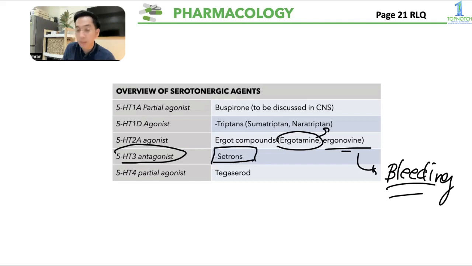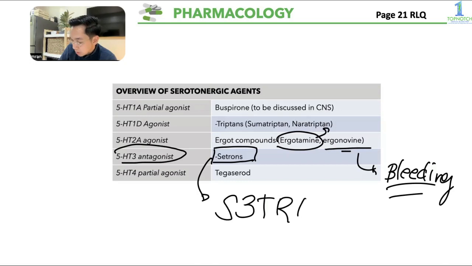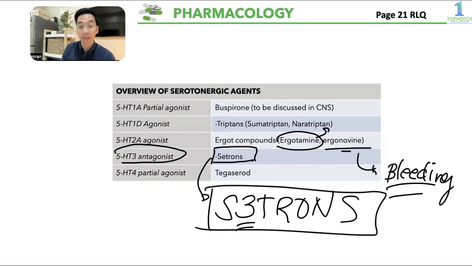Again, I said that is the only antagonist there. These are your cetrons: ondansetron, palonosetron, and the like. Write it down like this: cetrons. For you to remember that the 5-HT3 antagonist will be your cetrons. They are used for post-operative nausea and vomiting or post-chemotherapy nausea and vomiting.